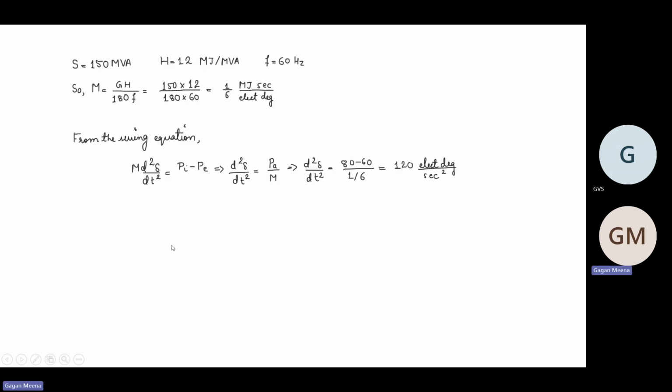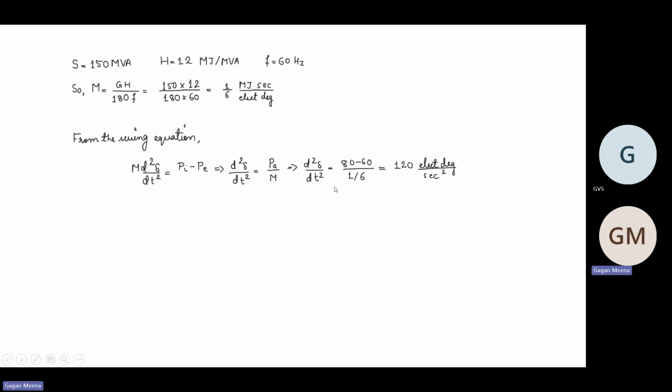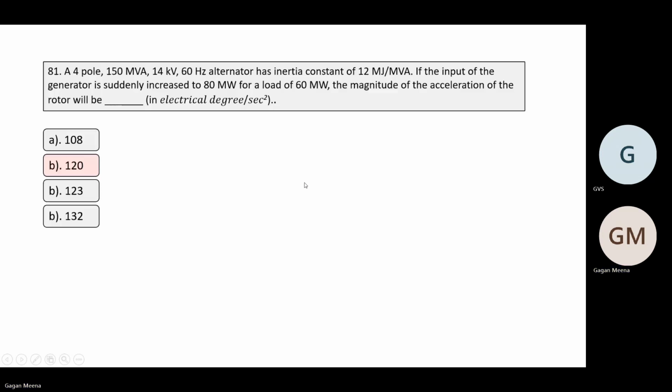This is the same simple question, where we have to use this equation and everything is given. So we can directly find the acceleration. Here we have to find the magnitude of acceleration of the rotor, so we can use this equation. We have to find this m first. So m we can find using this, and then calculate the acceleration.